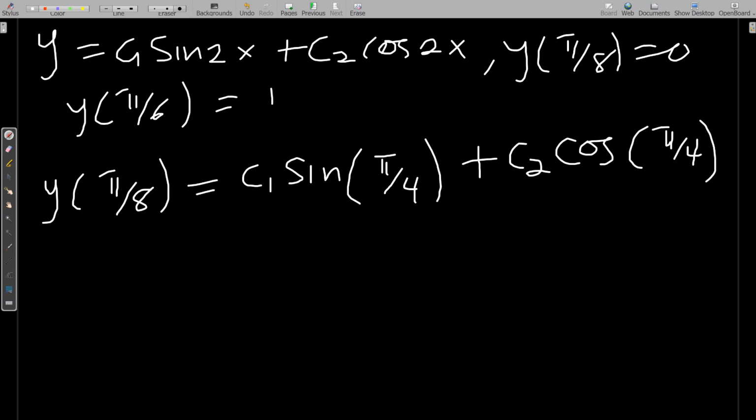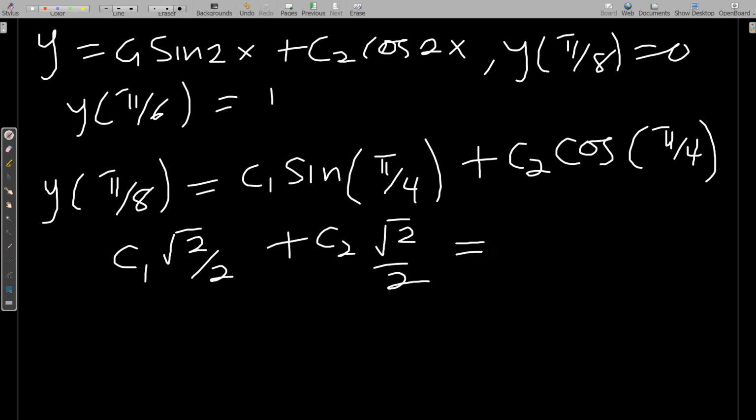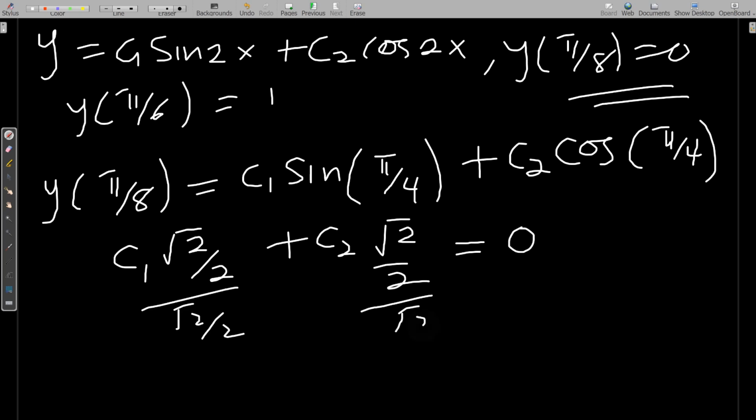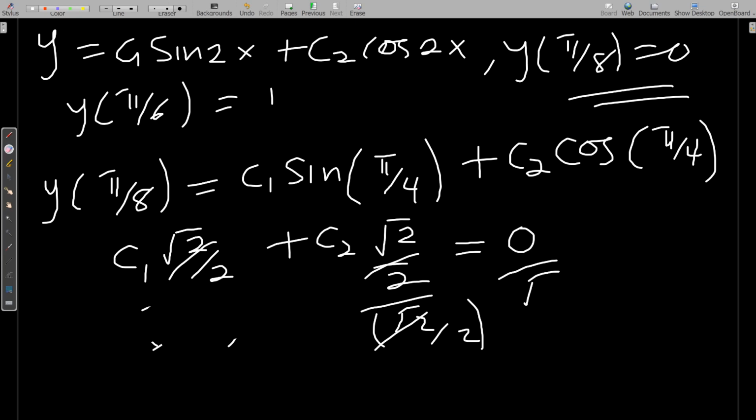And for pi on 4, you can put your calculator in radians and evaluate this, or you can convert it to degrees. Pi on 4 is the same as 45 degrees, okay? So sine of 45 degrees will give you root 2 on 2. So I have C1 root 2 over 2 plus C2, cos of 45 is the same thing as root 2 on 2. And we are saying that y of pi on 8 should be equal to 0 from the condition. So if I divide through every term by root 2 on 2, the 0 divided by root 2 on 2 is still 0.